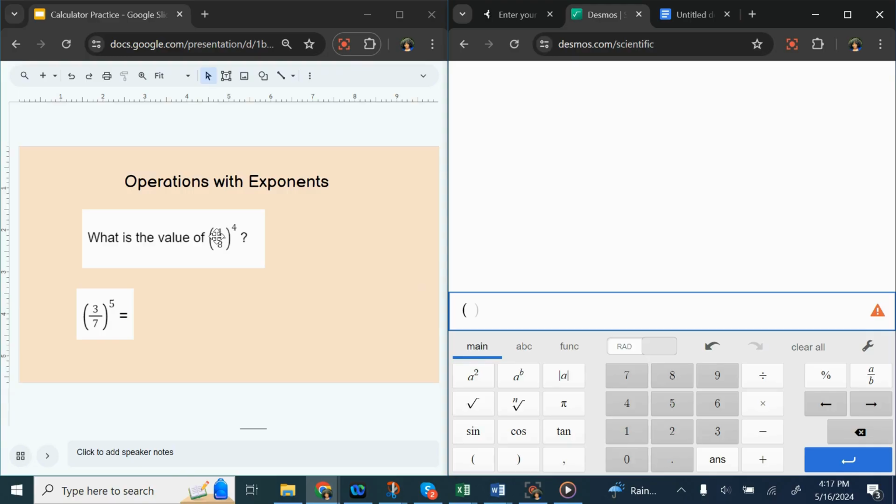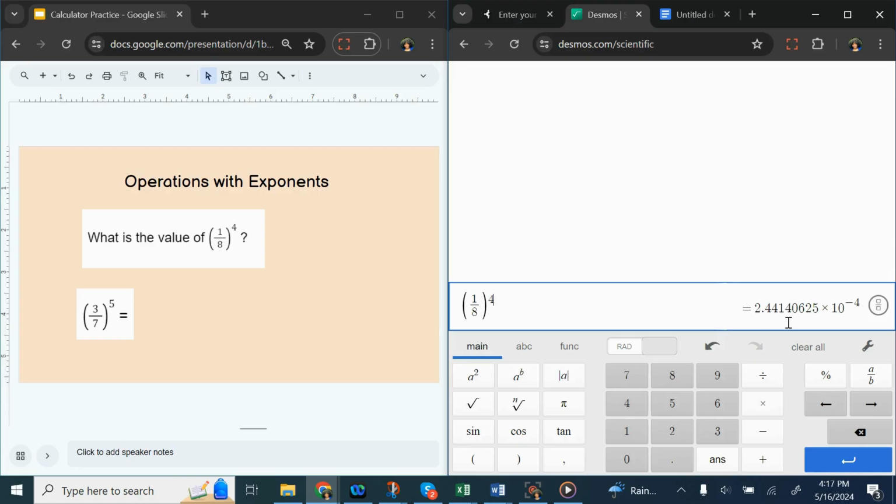And now I have a fraction. So now I'm going to hit my fraction notation button, and then I'm going to put 1/8. All right, so now I have that fraction typed up, and I want to raise it to the fourth power. So I am going to hit this button, a raised to b. And then I'm going to type the number 4. And this is my answer.